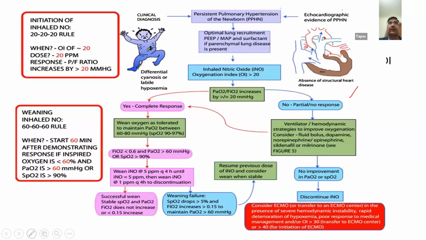So here you can see on the left hand side, initiation: the 20-20-20 rule. Start at an OI of 20 or more. The dose is 20 ppm, and response is defined as a PF ratio increase of more than 20 millimeter of mercury.